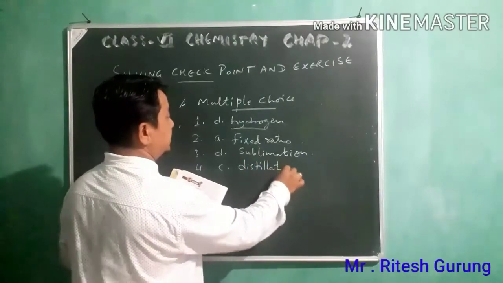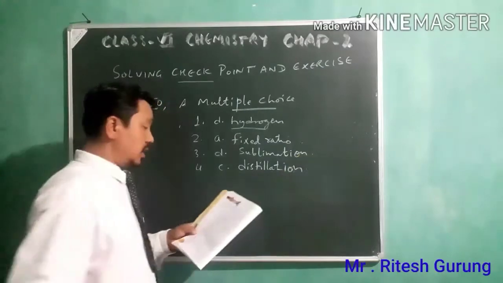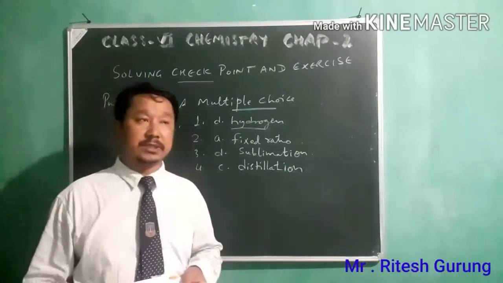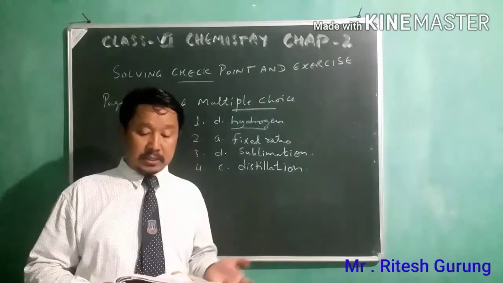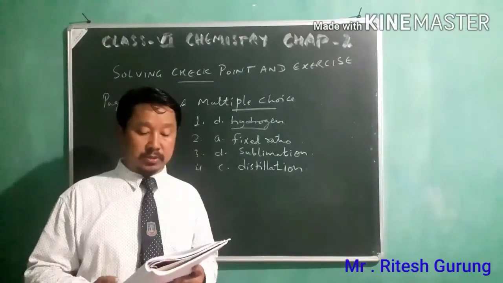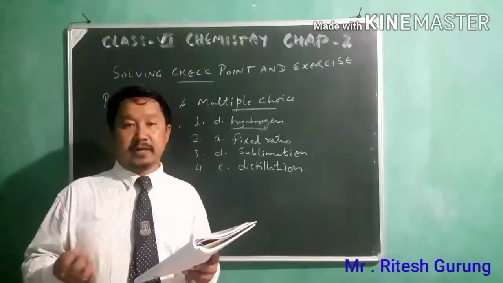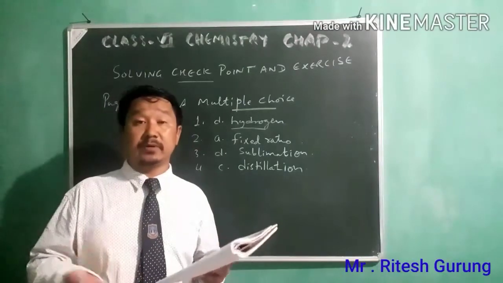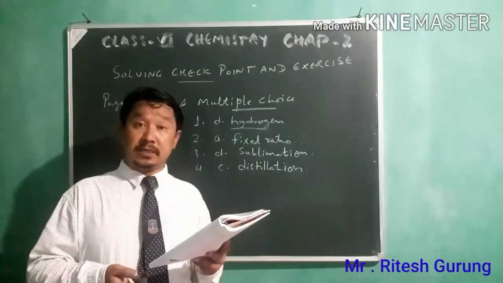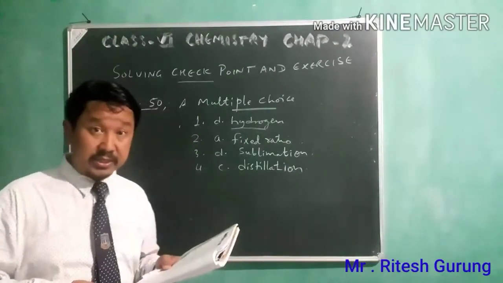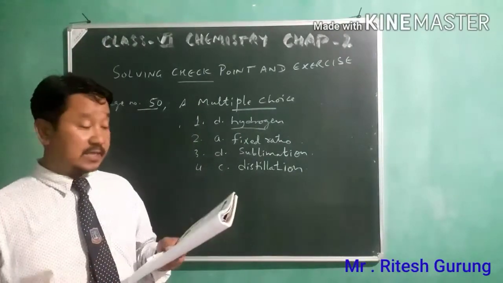That is distillation. Option C, that is distillation, in which this mixture is boiled and these two things boil at different boiling points, I mean different temperatures. That difference in the boiling point of these two different things is used in separating them.